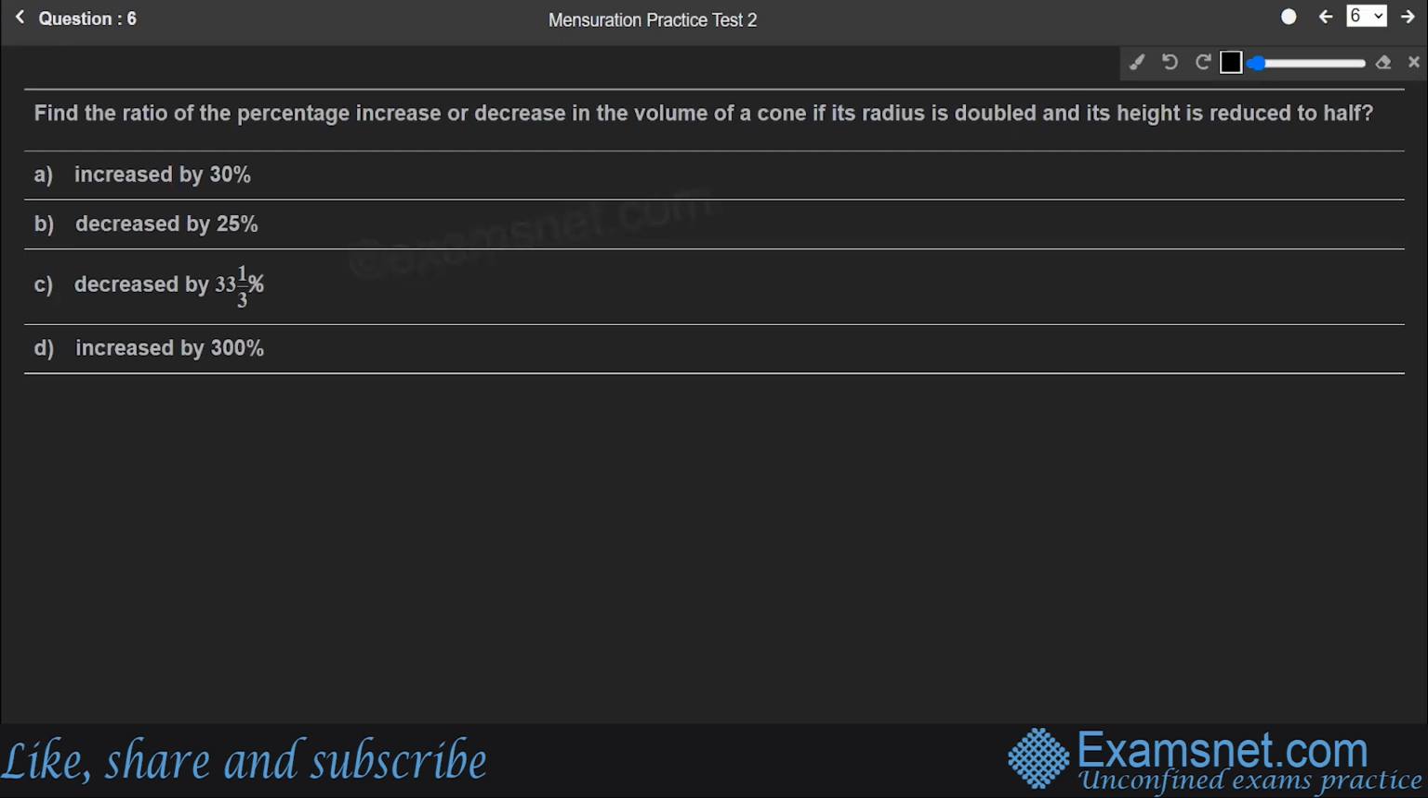The question says find the ratio of percentage increase or decrease in the volume of a cone if its radius is doubled and its height is reduced to half. So let us find out the original volume. The original volume of a cone is given by 1 by 3 pi r square h. So this is going to be the original volume.